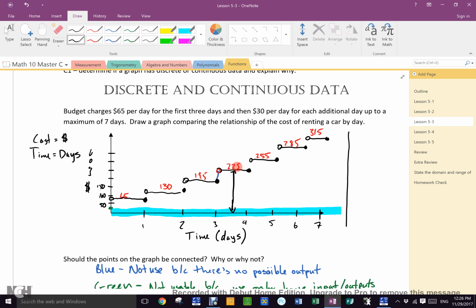You cool? Now, hey, Brianna, how long can you rent this car for if you want to spend $100? You can't. You can only rent it for 1 day. 65 is the only possible output that you could get to, right? So on this scale, I can only be 65. This is supposed to be red. 130, 195, 225, 255, 285, or 315. I can't be anywhere in between.